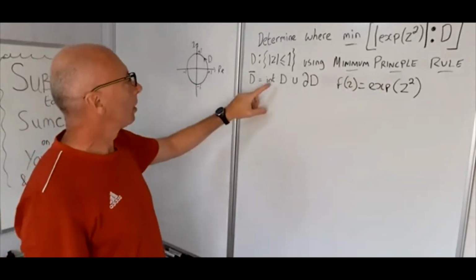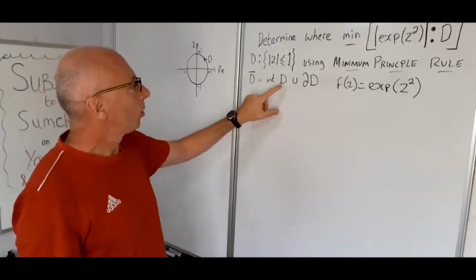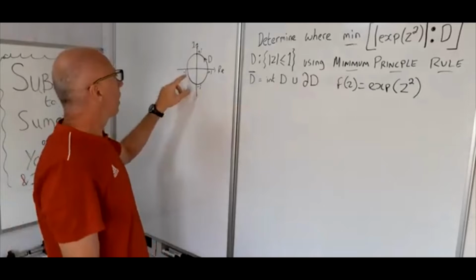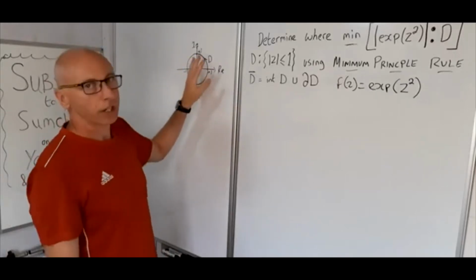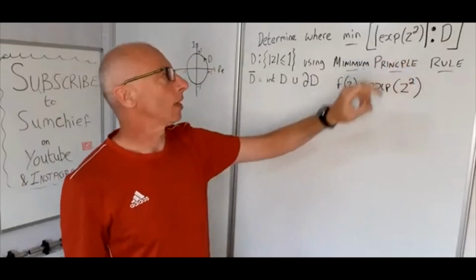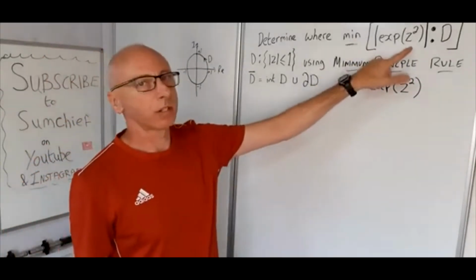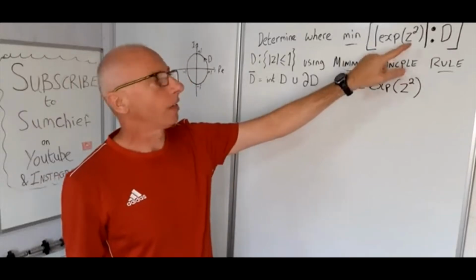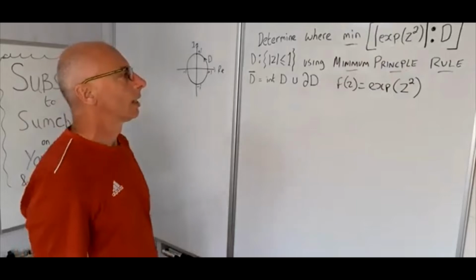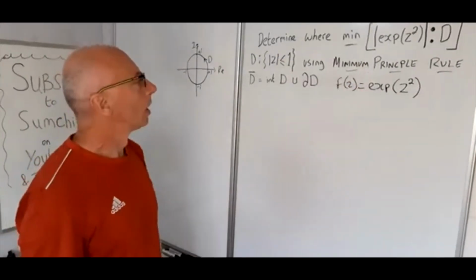The second part is that on the border of D as well as the interior of D, the function here is continuous and non-zero. So exponential of z squared is never 0. Whatever value you put in there, minus 10 million or whatever, it gets close to 0 but never touches 0. So that's another important thing for using the minimum principle rule.